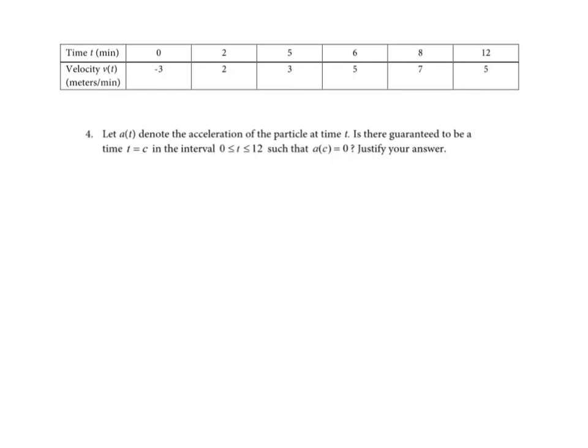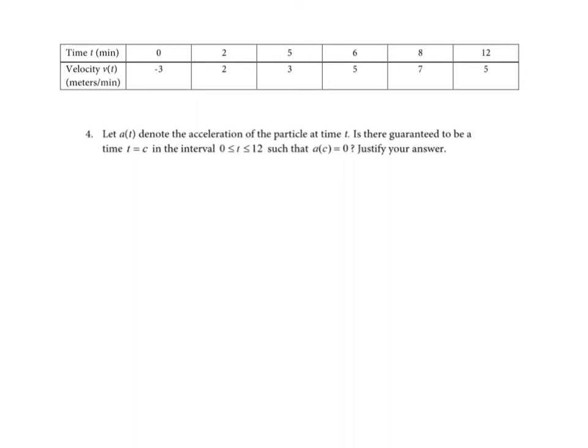Last part of the question, 4. Let a of t denote the acceleration of the particle at time t. Is there guaranteed to be a t equals c in the interval 0 to 12 such that a of c equals 0? Justify your answer. So again, think about what you have and what you want.